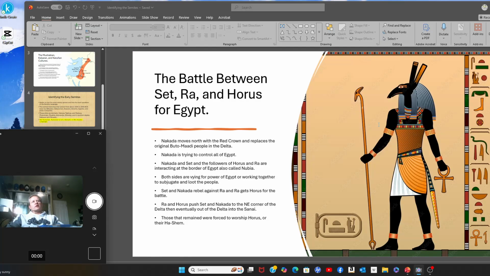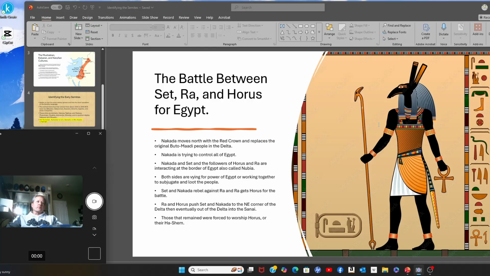The battle between Set, Ra, and Horus for Egypt. Nakata moves north with the red crown and replaces the original Buto Madi people in the delta. Nakata is trying to control all of Egypt, and Nakata and Set and the followers of Horus and Ra are interacting at the border of Egypt, also called Nubia. Both sides are vying for power of Egypt, or they are working together to subject and loot the people.